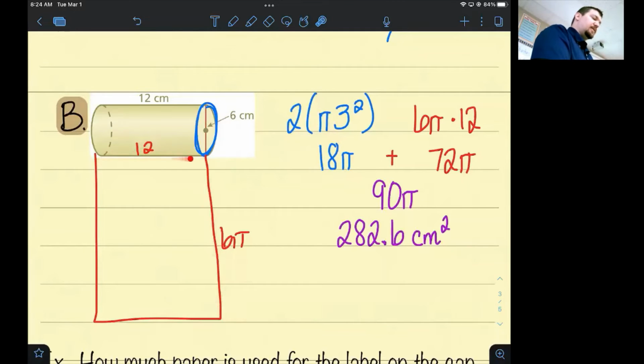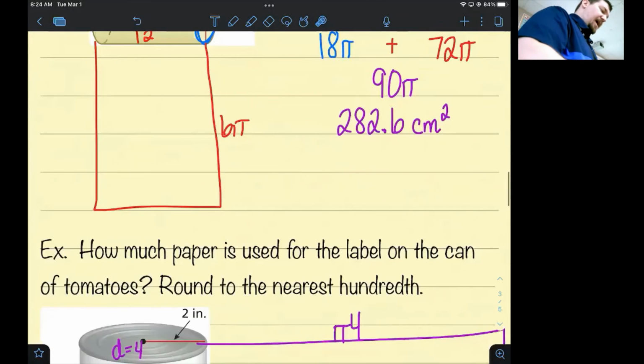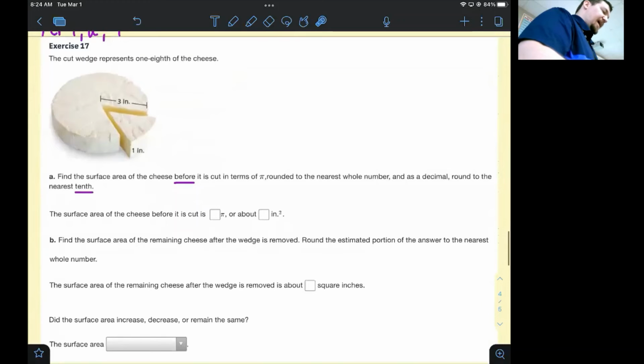This was already given to us. The width of the rectangle is 12, because that's the distance between the 2 circles. And so we did 12 times 6 to get 72 pi's. And then we can leave the pi's in terms of pi, combine them to make 90 pi. And then finally, at the end of the problem, we can times by 3.14 to see what that gives us. So with that in mind, let's check out number 17.